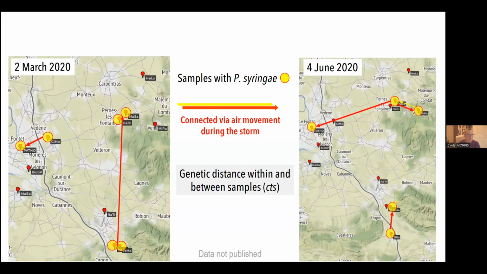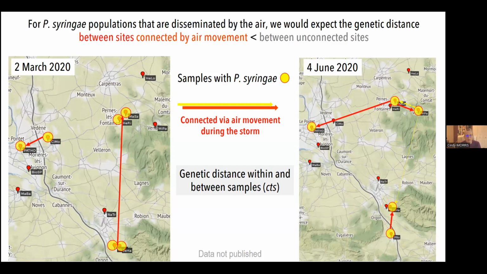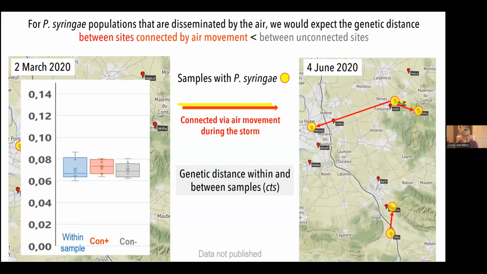So if they're being moved, all right? For syringae populations that are disseminated by the air, we would expect the genetic distance between sites connected by air movement to be less than between unconnected sites, if air movement is really the thing that's happening. So here are the results. I compared genetic distance within a sample, between connected samples, and between unconnected samples. So no significant differences, but you can see here the trend is not at all what we would hope for.